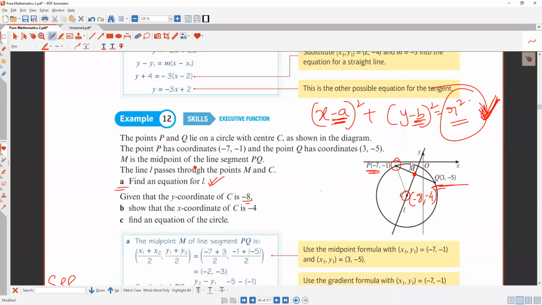Radius is the distance between 2 points. You have point P, you have point C. Find the distance, or you have point C and point Q. Find the distance. Completely up to you.